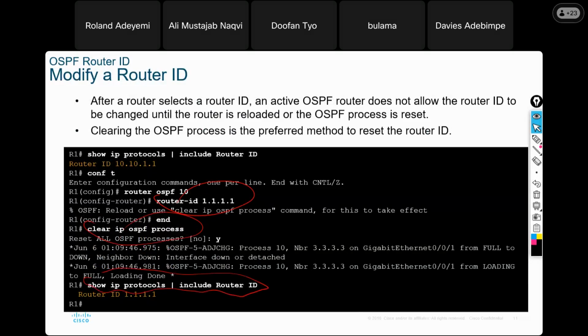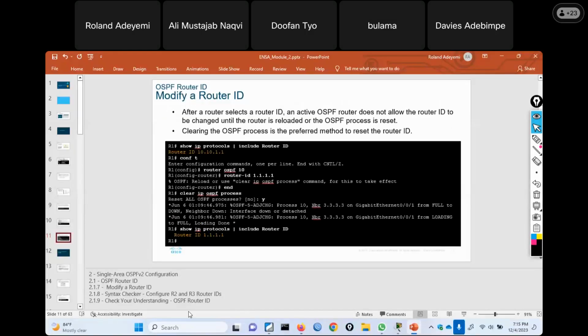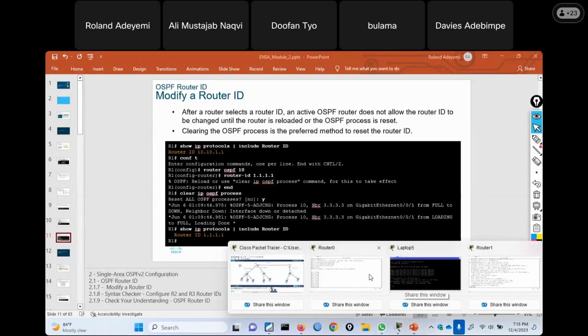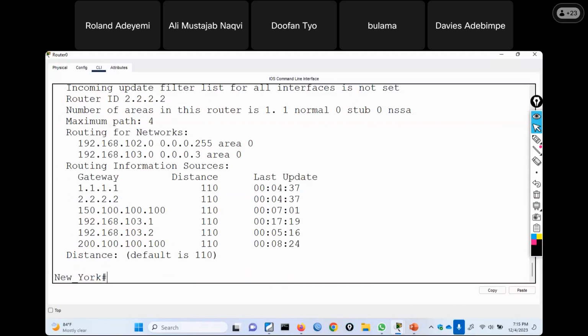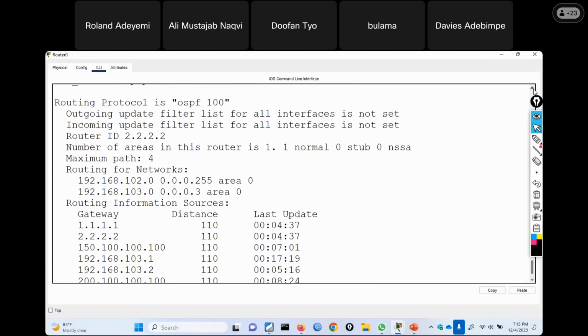Show IP protocol. Yeah, that's another command I think I missed out. How on earth did I miss that now? How do you know the protocol we are running? I should have started from there. Show IP protocol. The routing protocol we are running is OSPF, and the process ID is 100. The router ID on this router is 2.2.2.2.